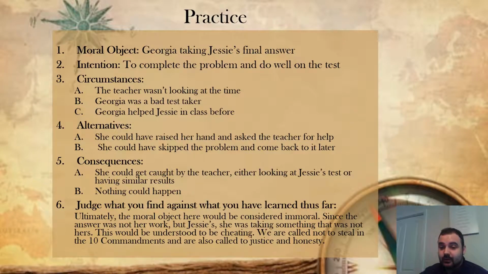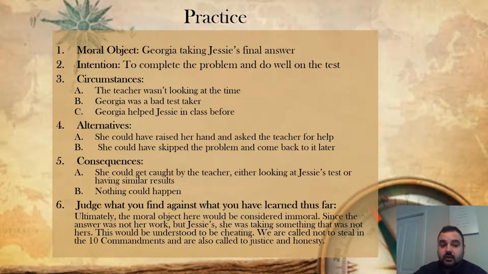So here's a way that we can understand the situation. What's the moral object? The action in question is Georgia taking Jessie's final answer. "I looked over his shoulder and got his final answer." Why did she do it? Well, she wanted to complete the problem and do well on the test. All right, pretty simple. Circumstances.